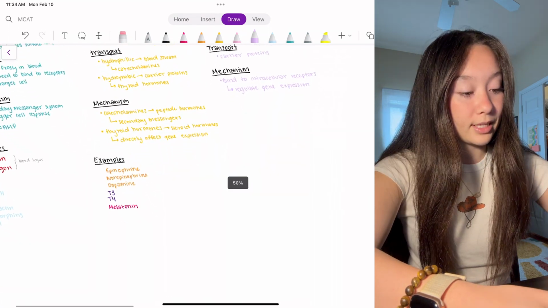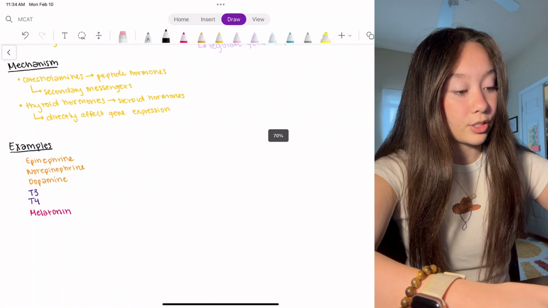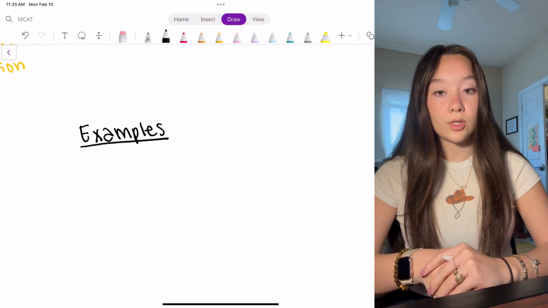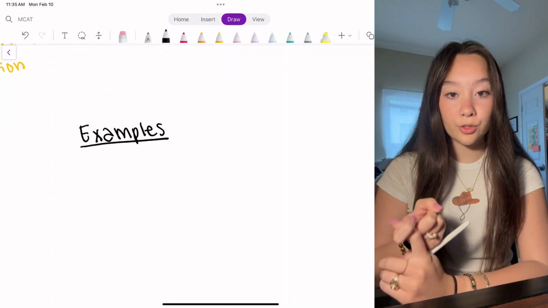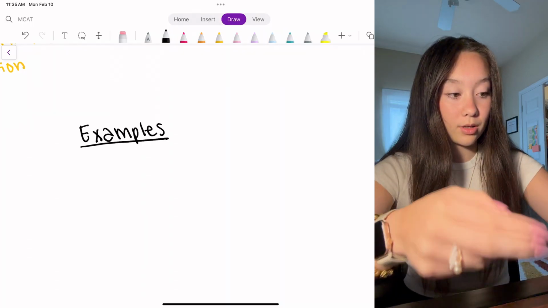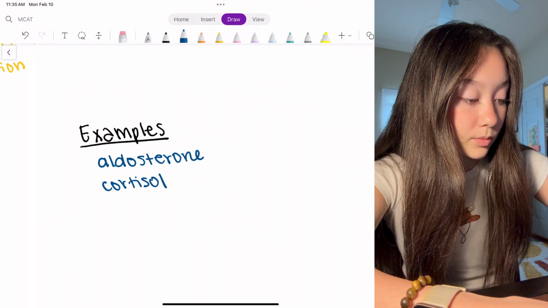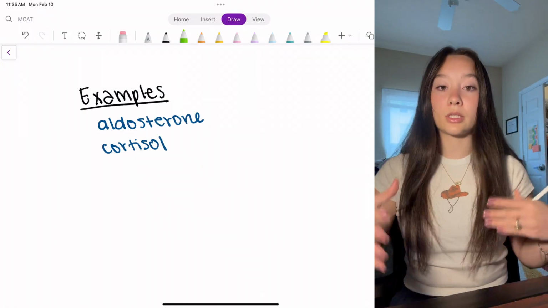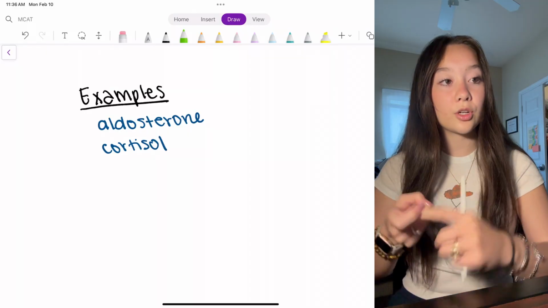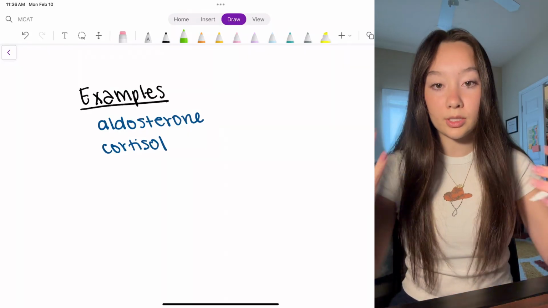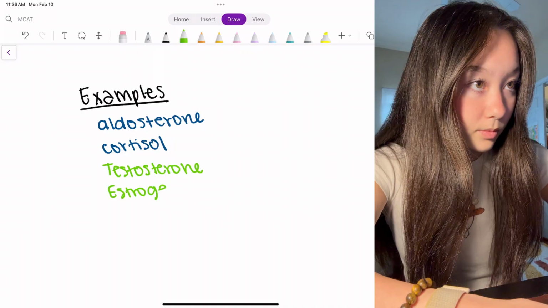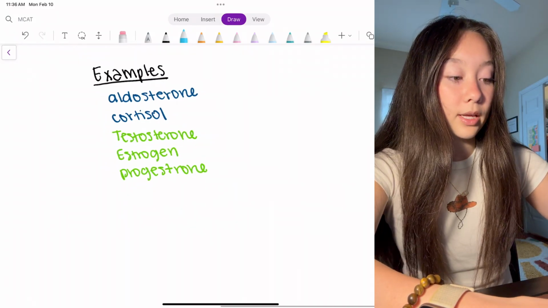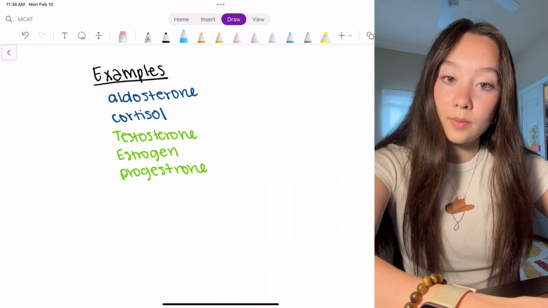All right, and then lastly, let's just go over some steroid hormone examples. Two big ones from the adrenal cortex are aldosterone and cortisol. And then some other major steroid hormones are going to be your sex hormones, which are like testosterone, estrogen, proestrogen, stuff like that. And then lastly, just another example of a steroid hormone is going to be vitamin D.